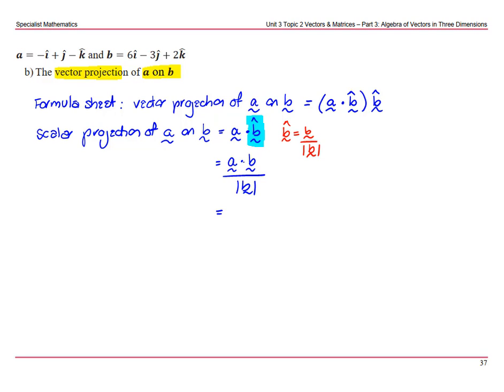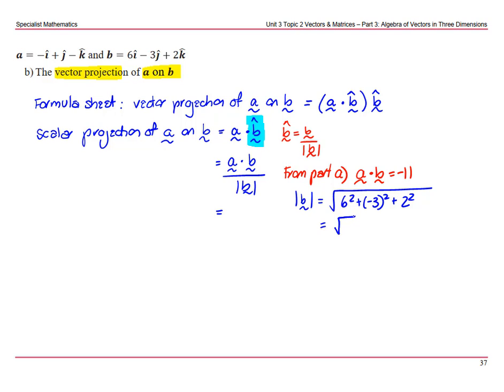Now from part A, the dot product between A and B was equal to -11, and our magnitude of B is equal to the square root of 6 squared plus -3 squared plus 2 squared. So 36 plus 9 is 45, 45 plus 4 is 49, so square root of 49, which is 7. So plugging this in, I have -11 over 7.